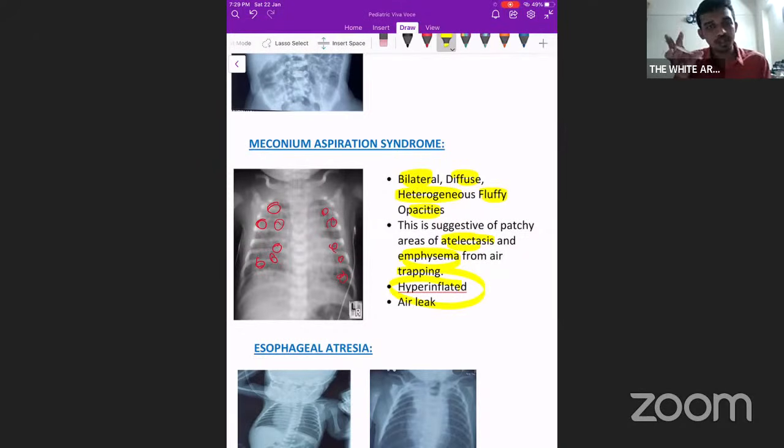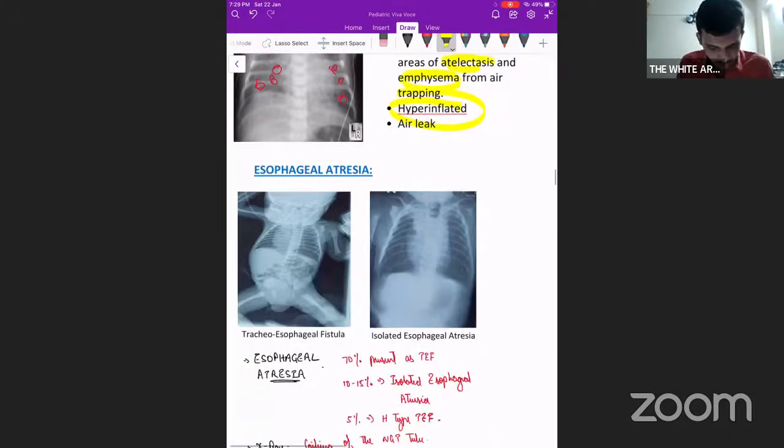And in these emphysematous lungs, because of chemical pneumonitis, there will be consolidation. That is why there are patchy opacities, and there will be air trapping leading to a hyperinflated appearance. So this is meconium aspiration syndrome.